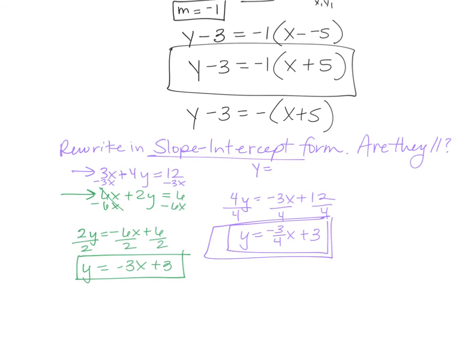Okay, the question is, are the lines parallel? And here's what you should be looking at. This one has a slope of -3. This one has a slope of -3/4. We would say, no, these are not parallel because they have different slopes. Okay, so that is 3.8a.